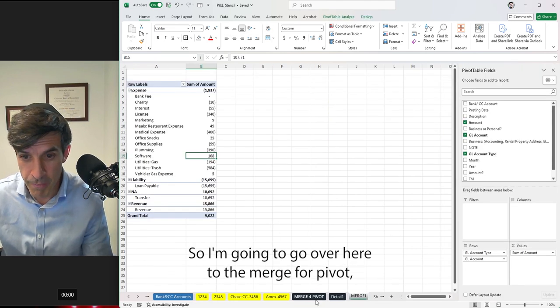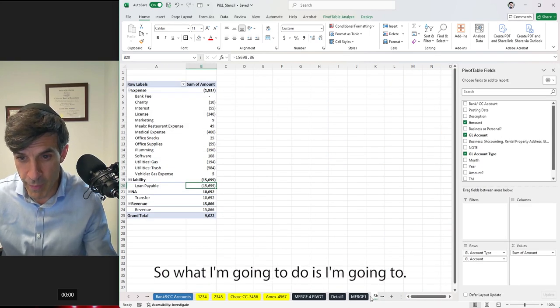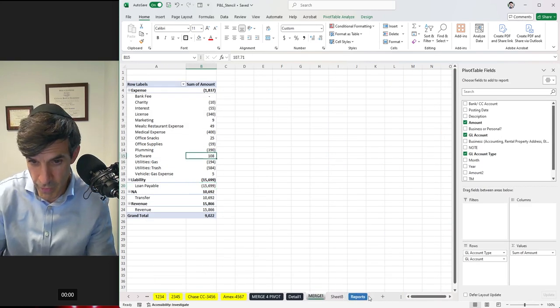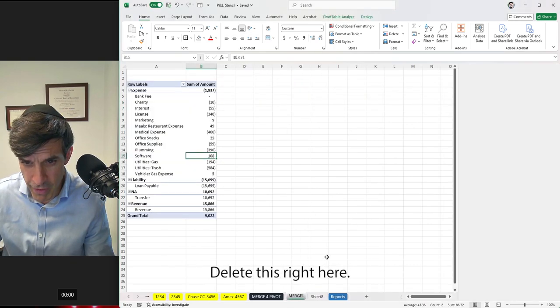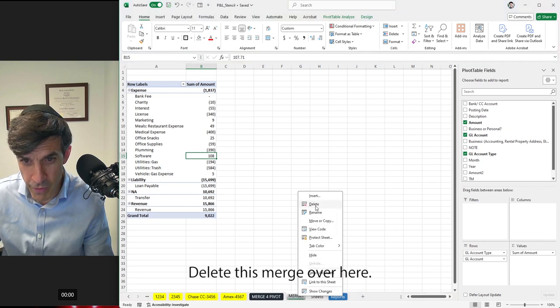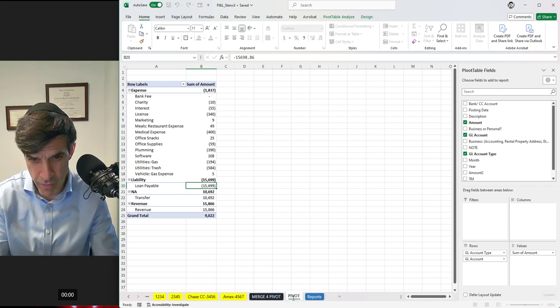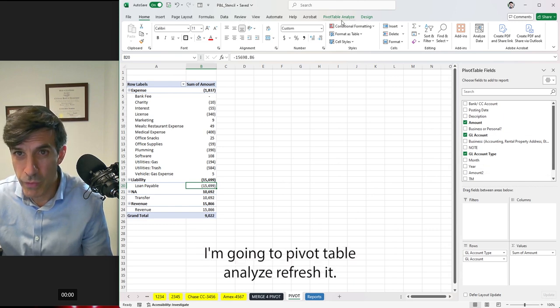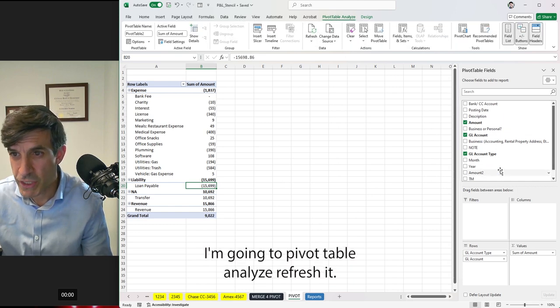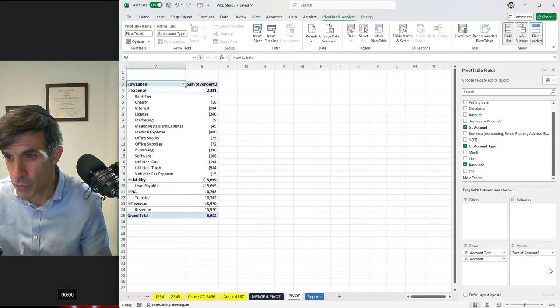So I'm going to go over here to the merge for pivot, and I'm going to go here to the, this is the pivot. So what I'm going to do is delete whatever we don't need, delete this right here, delete this merge over here, and this is our pivot. And I'm going to refresh. I'm going to pivot table analyze, refresh it, and instead of this sum of amount, I'm going to go amount 2. Sum of amount 2.